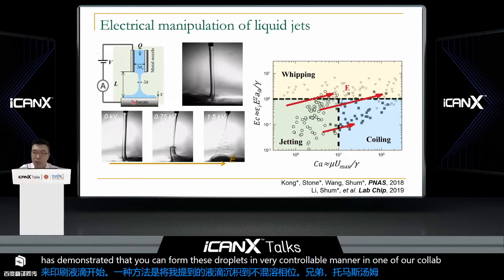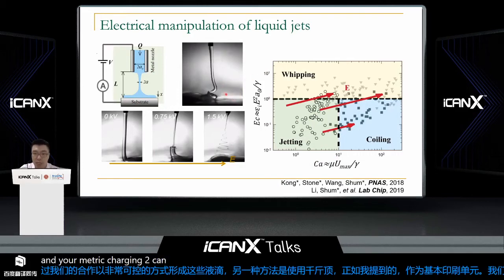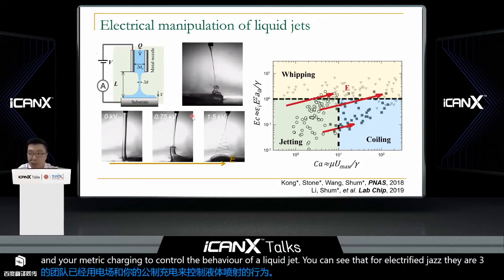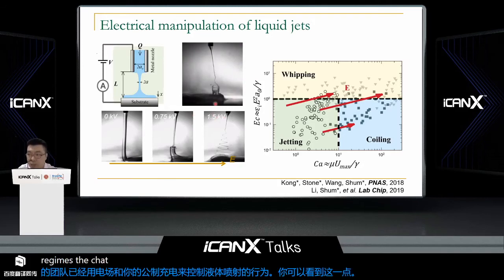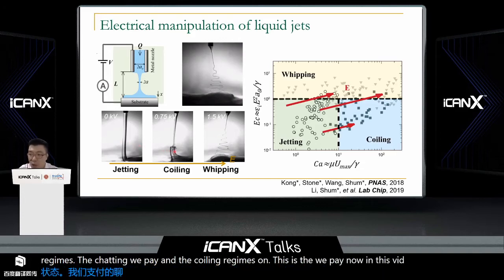Another way is to use jets, as I mentioned, as the basic printing units. Our group has done some work using electric field and electric charging to control the behavior of a liquid jet. You can see that for electrified jets, there are three regimes: the jetting, the whipping, and the coiling regime. So this is the whipping now in this video. So this is jetting, coiling, and whipping.